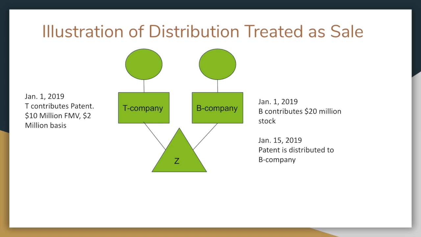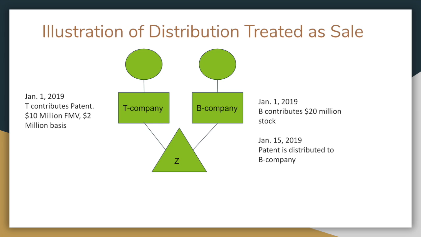Now, this illustration is representing our example. Run the assumption that these circles represent individuals, and these squares represent corporations. Ultimately, the triangle will represent a partnership entity. As you can see, T company contributed a patent of 10 million fair market value with a basis of 2 million. And B company contributed 20 million in stock.